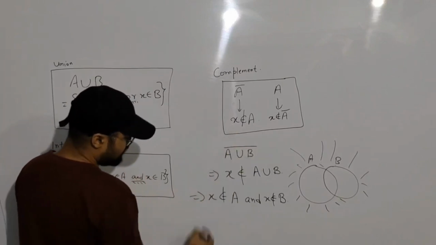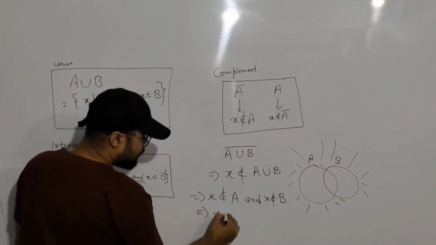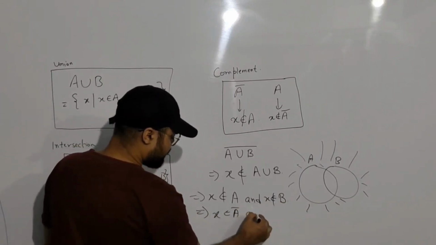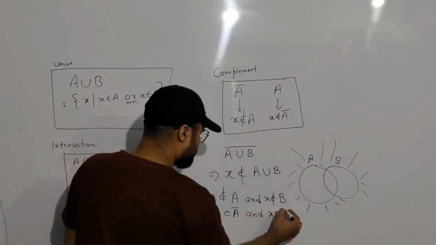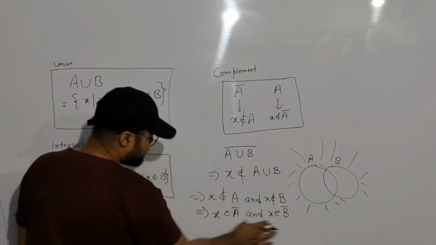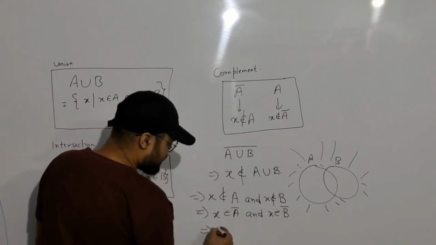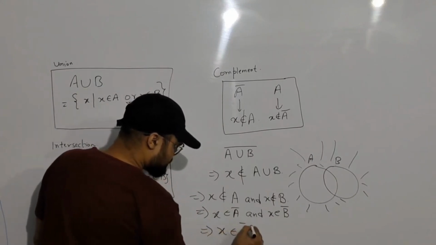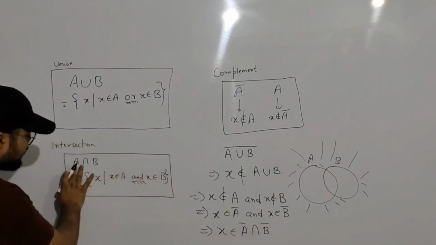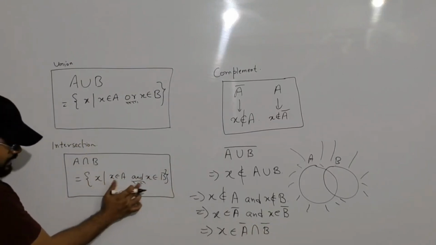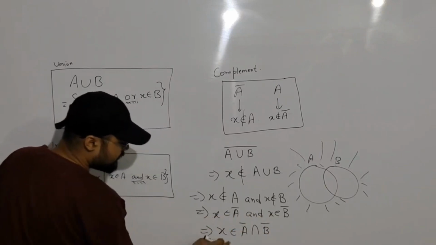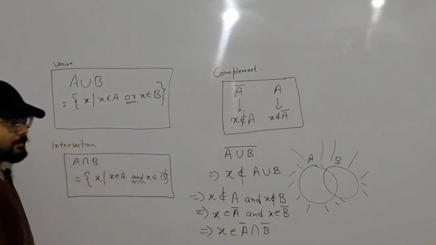X does not belong to A means X belongs to A complement. And X does not belong to B means X belongs to B complement. What does this mean? This means that X belongs to A complement intersection B complement. A intersection B is X belongs to A and X belongs to B. So X belongs to A dash and X belongs to B dash means X belongs to A dash intersection B dash. Right?